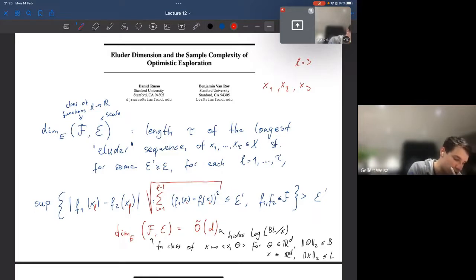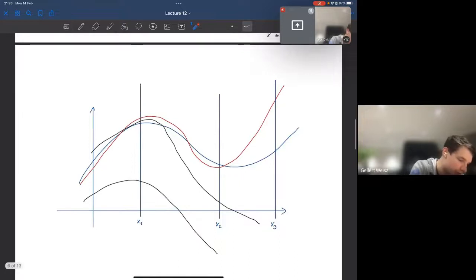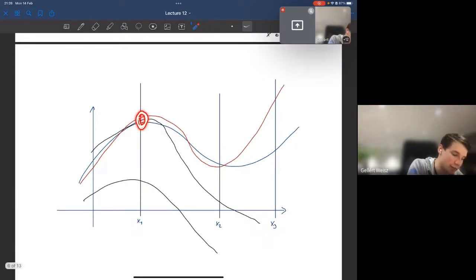Then this is going to be bounded by epsilon prime, right? Okay, so what did I say again? Let me just show you a picture. What's happening here is you have these functions: two black functions, a red function, and a blue function. I can give you x1 and tell you that its value is somewhere around this region, up to some epsilon prime, right?